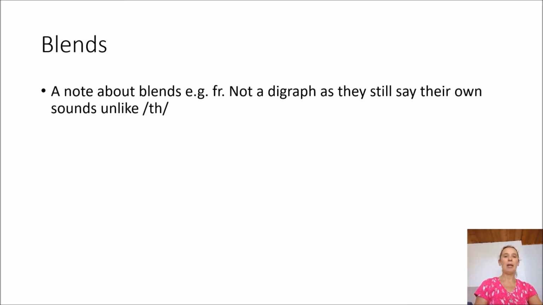Just a few words about blends. So fr, F-R, isn't a digraph, because both the letters F and R still say their own sounds, unlike in th where we don't go t-h, we can change it completely and it becomes a new sound. So sometimes people get a little confused about that, but blends continue to make their own sound. They don't make a new sound together.